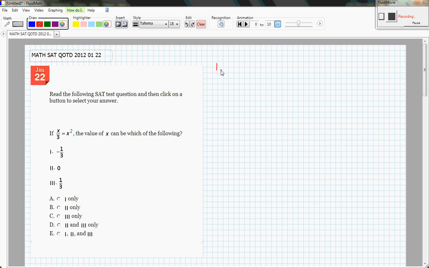Let's list them. So you could treat each side of the equation as a graph of a function. Then you could find the intercept of those two graphs. So x over 3 is going to be a line. X squared is going to be a parabola.